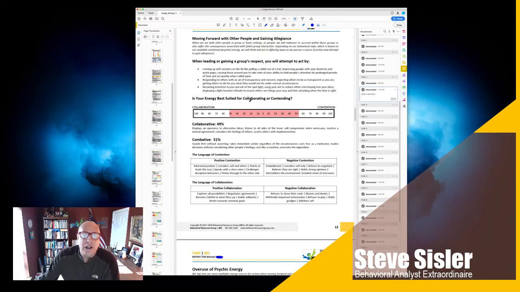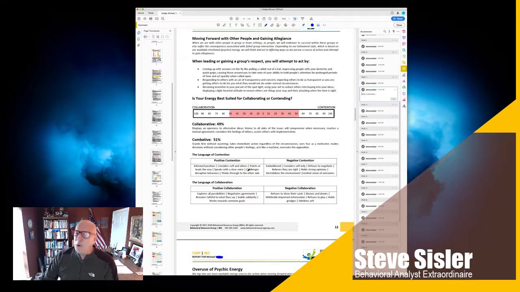Are you best suited for collaborating or contending? Nearly 49-51. Balanced. All right? Positive collaboration. Explores all possibilities. Negotiates environments. Remains faithful to what they say. Builds solidarity. Works towards common goals.